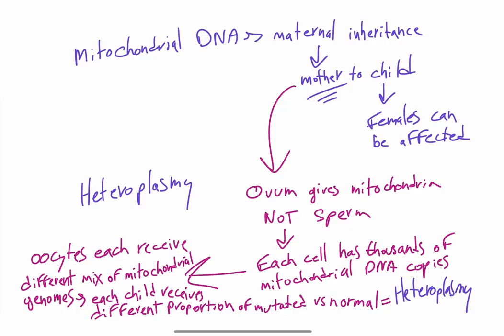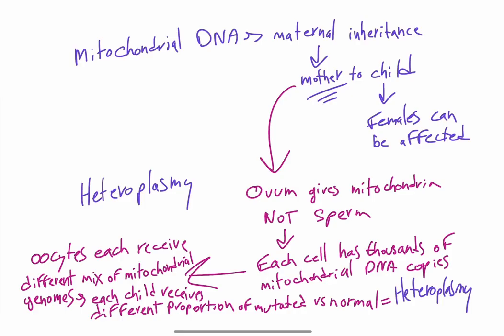Mitochondrial DNA follows maternal inheritance, passed only from mother to child. Males do not transmit mitochondrial diseases. So if they give you a pedigree chart, you'll see affected individuals only through the maternal line. This is unlike X-linked disorders because females can also be affected here. Why is it maternal only? That's basically because at fertilization, the ovum contributes mitochondria, not the sperm.